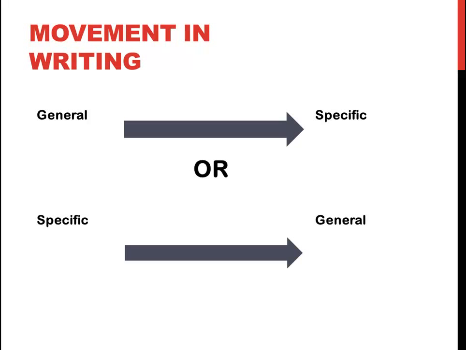Now, specific to general, it's the same kind of thing where you would talk about every child needs a dog, and then you'd go into the reasons why, or every child needs a pet, and then you go into reasons why, and then you'd come to the conclusion that the dog is the best pet. So you'd move from the specific instances of how they could benefit to, hey, get a dog, which would be the big general idea.